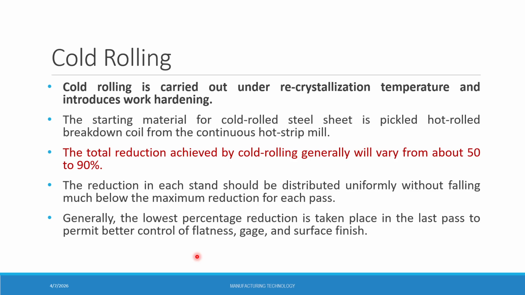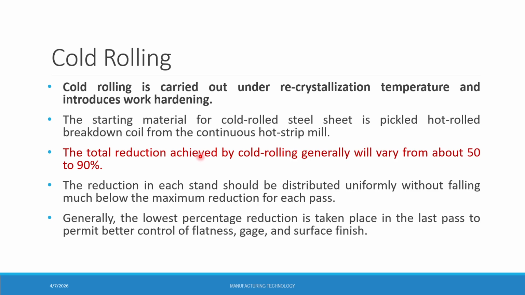Now, the cold rolling, of course, as I already mentioned, is carried out under the recrystallization temperature, and this introduces the work hardening aspect. As I was already telling you, it becomes significantly harder as compared to the hot rolling component. The starting material for the cold rolled steel sheet is pickled hot rolled breakdown coils from continuous hot strip mills. So basically, components are always taken from the hot milling aspect and then hot rolled, and then you pass it through the cold rolls.